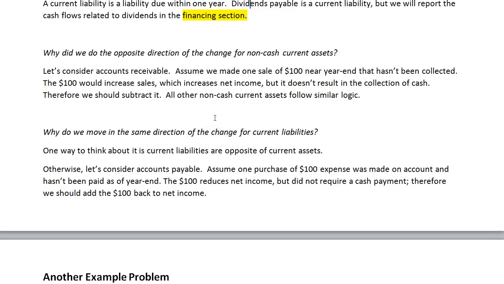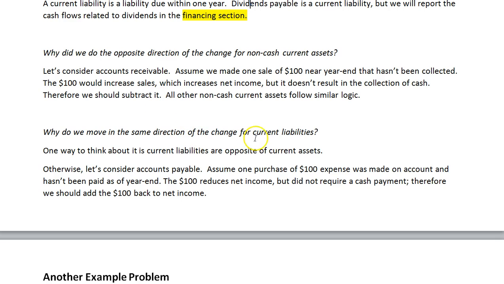Alright, why did we move in the opposite direction of change for a non-cash current asset? What we're going to do here is consider AR. That's an example. So assume we made one sale of $100 near year end that hasn't yet been collected in cash. That $100 would increase sales because we've incurred it already, but it doesn't result in the collection of cash. So therefore we should subtract it. So it affected net income in a positive way, but it didn't affect cash, so we need to back it out if we're starting with net income and trying to get to the cash amount.